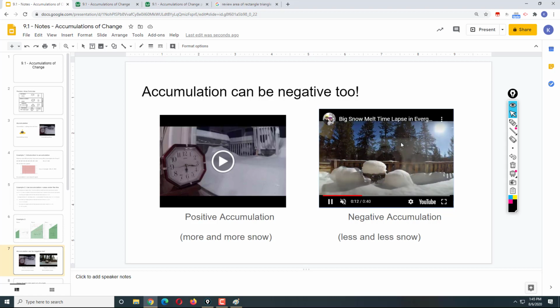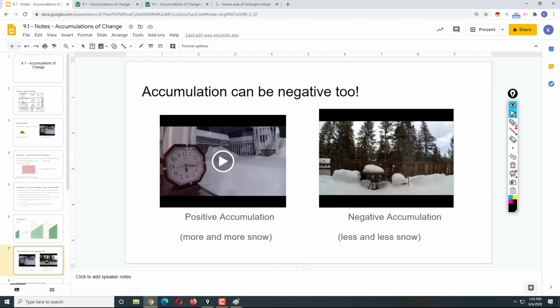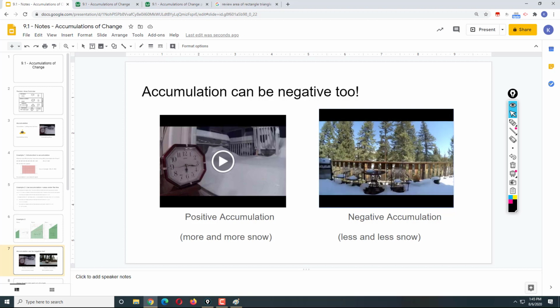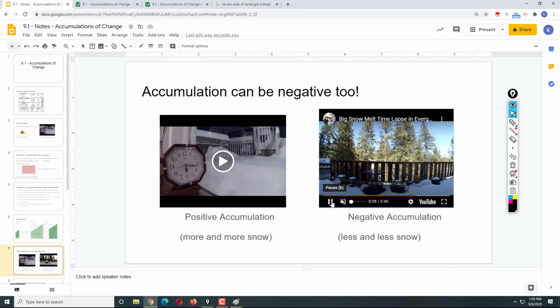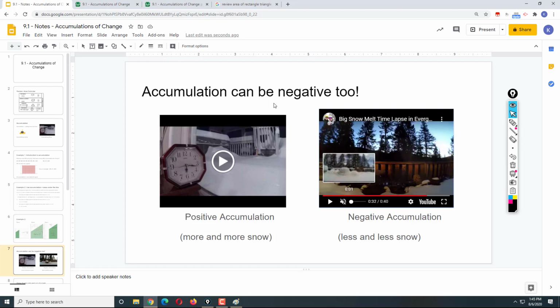When snow goes away, the height of the snow goes down, as we can see in this video. And when that happens, we have negative accumulation. So what we need to be able to do is, if we know both the rate of positive and the rate of negative accumulation, we need to know the net amount over time.